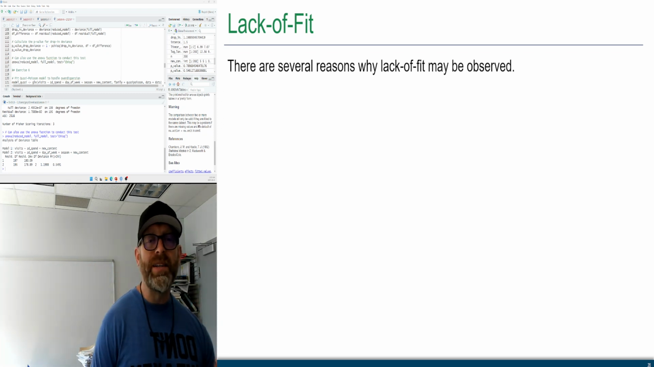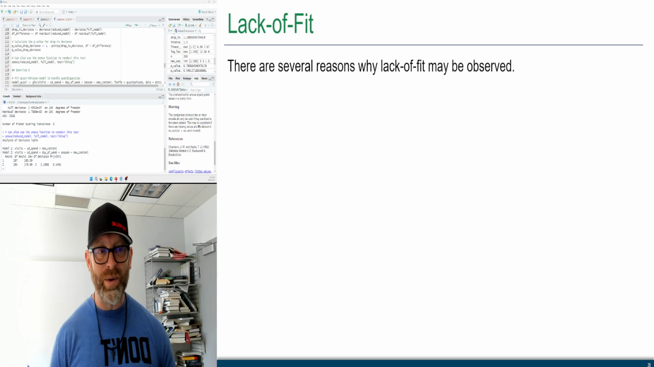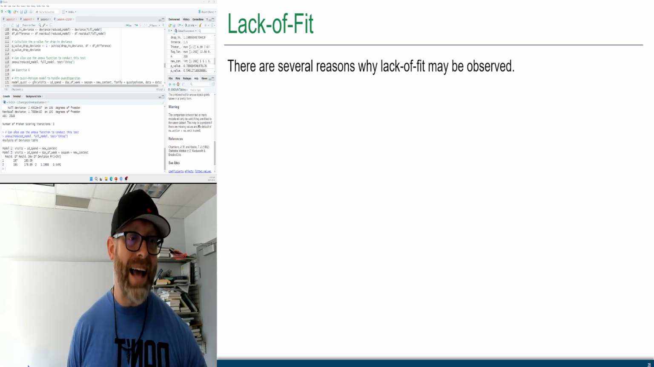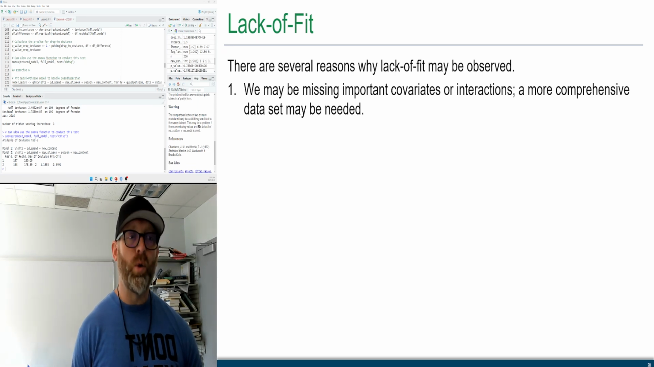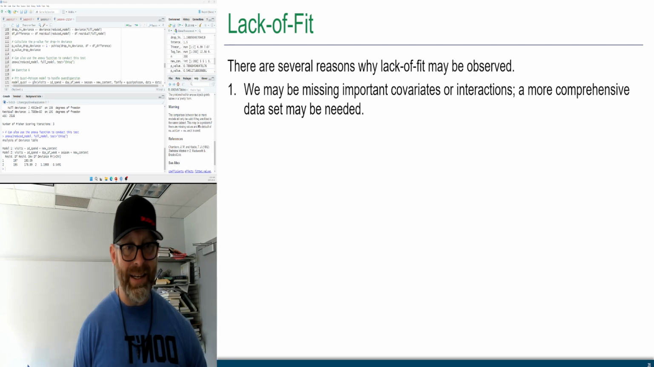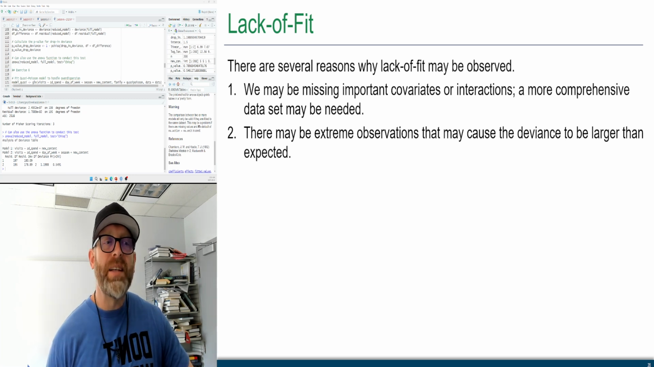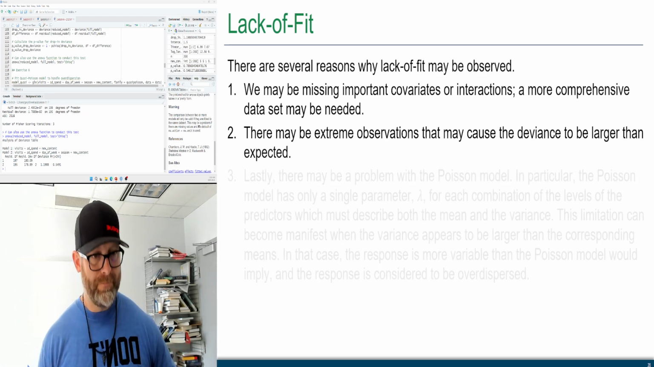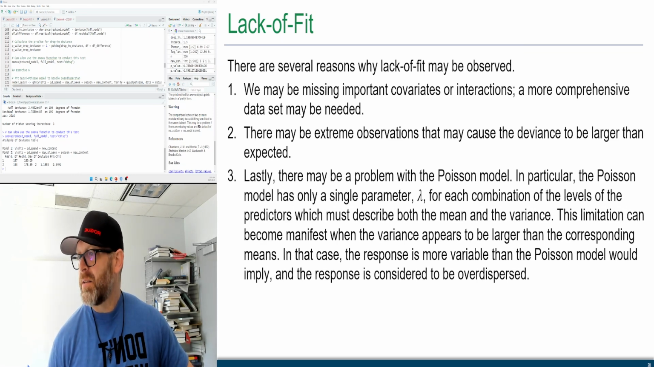All right, so the last thing that we're going to be talking about here is lack of fit and how do we deal with this. There are several reasons why we have lack of fit. One is we may be missing important covariates or interactions, or a more comprehensive data set may be needed. There may be extreme observations that cause the deviance to be larger than expected. And lastly, there might be a problem with the Poisson model. So we are going to be looking at this.